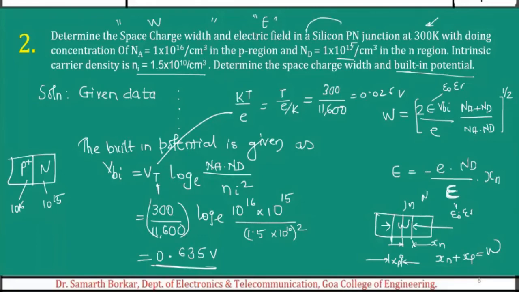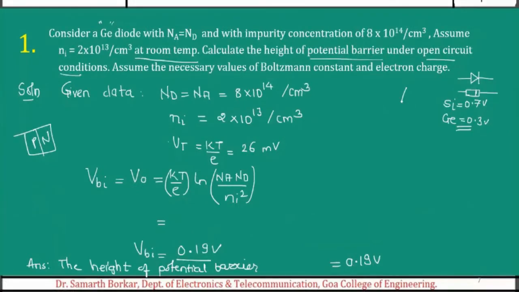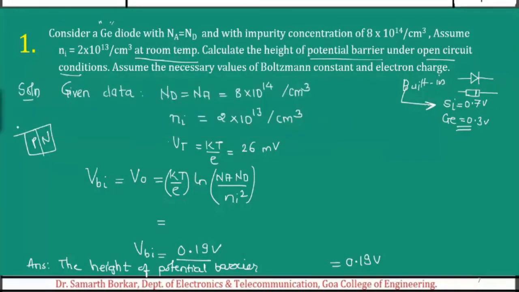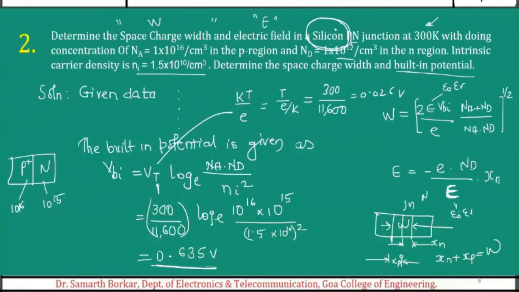I've taken both the cases now. In the problem statement, it is mentioned as silicon, and from our background theory, we know for silicon the built-in potential has to be near about 0.7 volt. We have also taken a case when NA equals ND, that is P and N. In the second case, we have considered silicon, with the number of holes more than the number of electrons. It is 10 to the power 15.